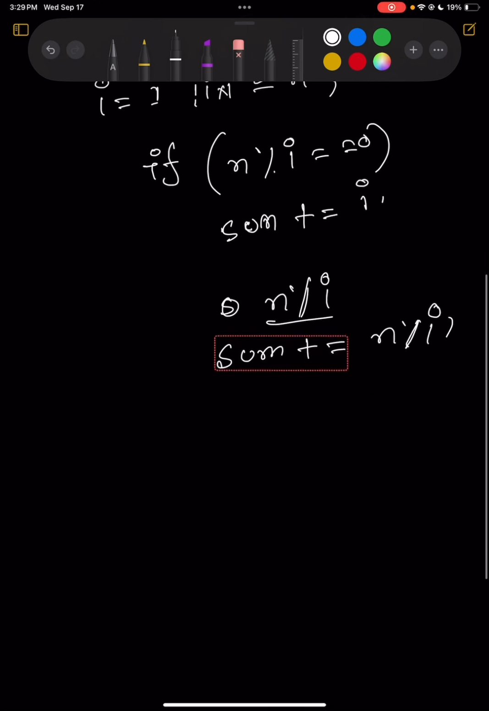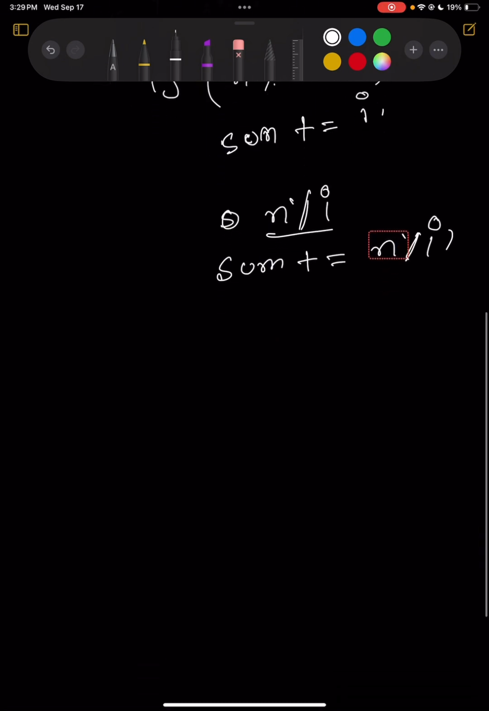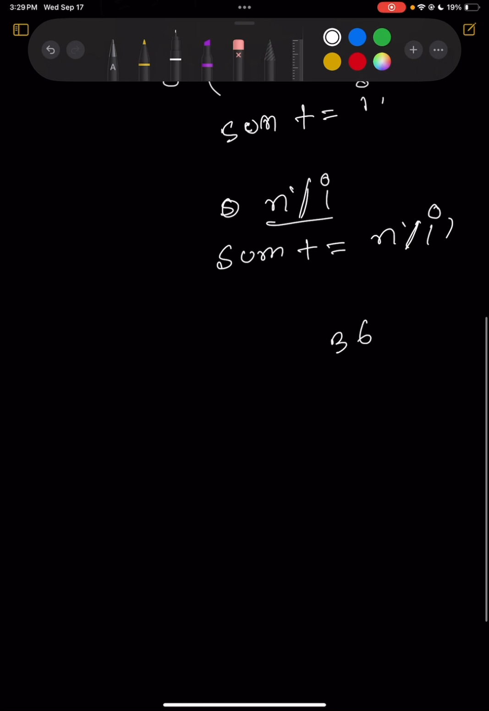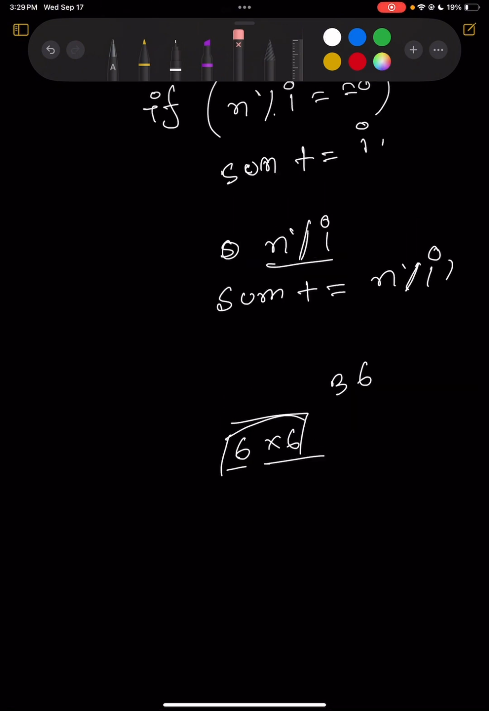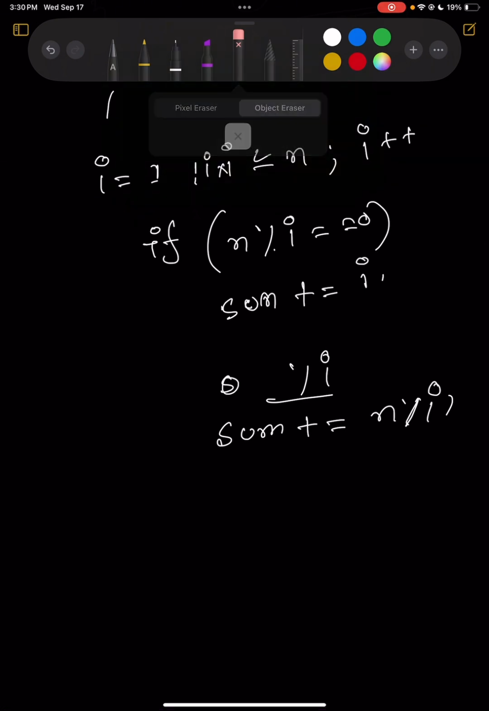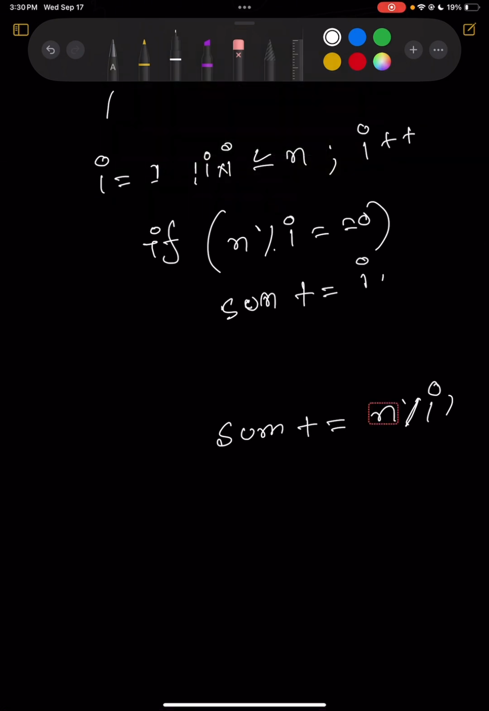But there's an edge case. Suppose we take 36, which has a divisor 6 into 6. If we add both, we will add the same number twice, so we shouldn't do that. To handle this case, we write extra code here: if I into I is not equal to n, then we add n by I.